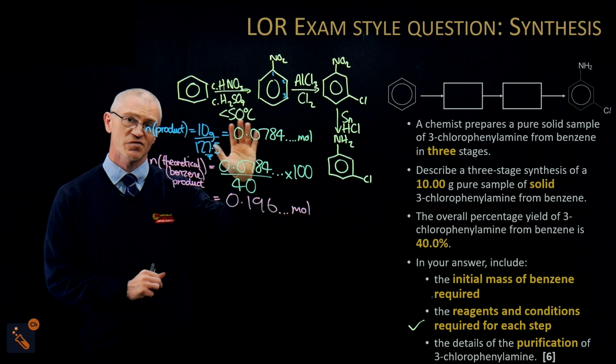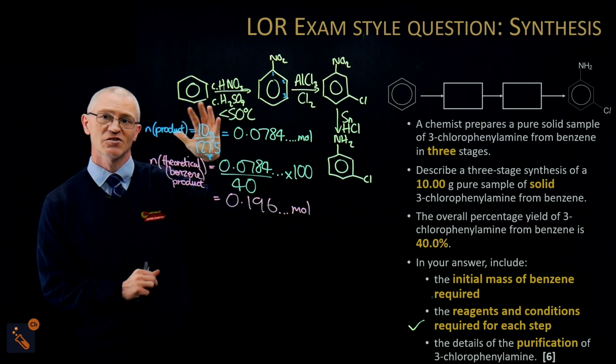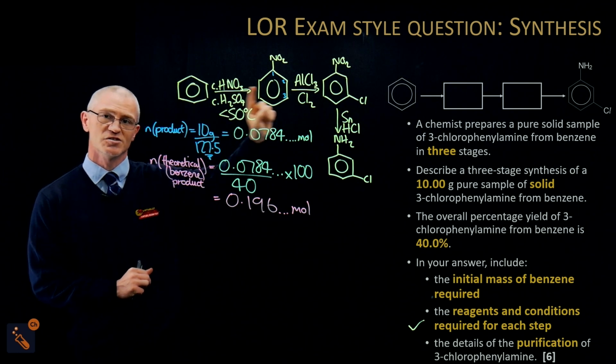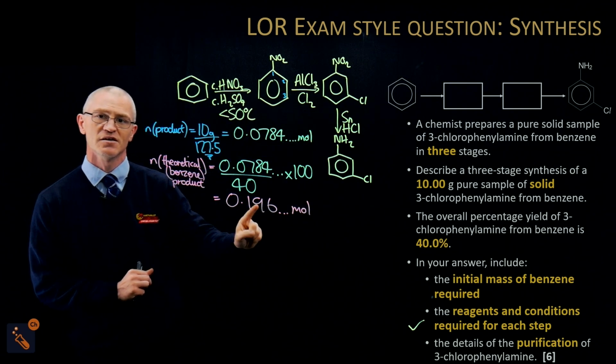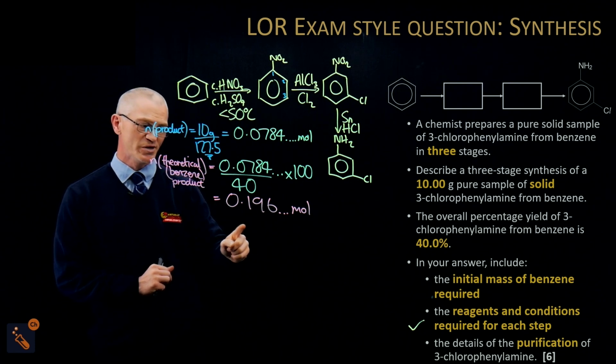Now, just to go again, we found the number of moles of the product. We know that's 40%, so we divide by 40 times by 100 to get it back to 100%, which would be our theoretical product, because it's the same number of moles as the benzene. It's a 1-to-1 ratio all the way through. And that's 0.196 moles. So we now know how many moles of benzene we have.